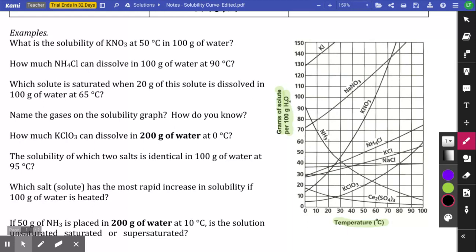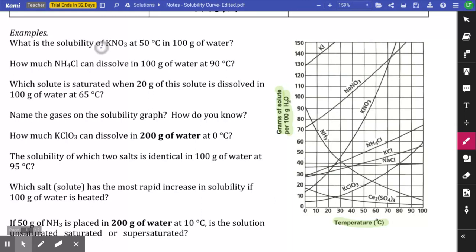So what we're going to do right now is talk about how to read this graph. All right, so our first question wants us to, and I'm going to do them in different colors because I'm going to make dots on the graph and stuff. So hopefully it'll make it easier for you guys to see.